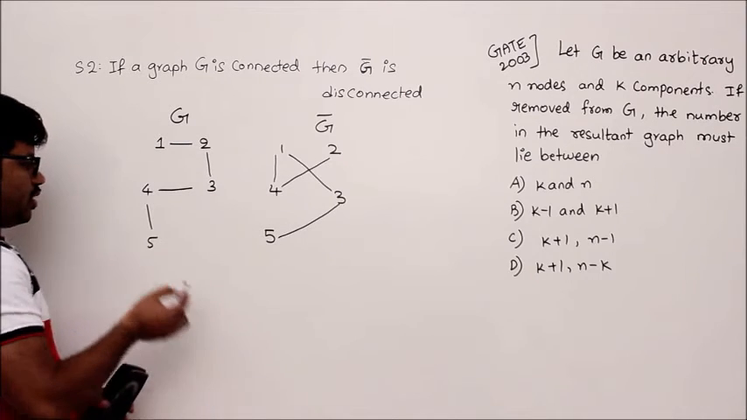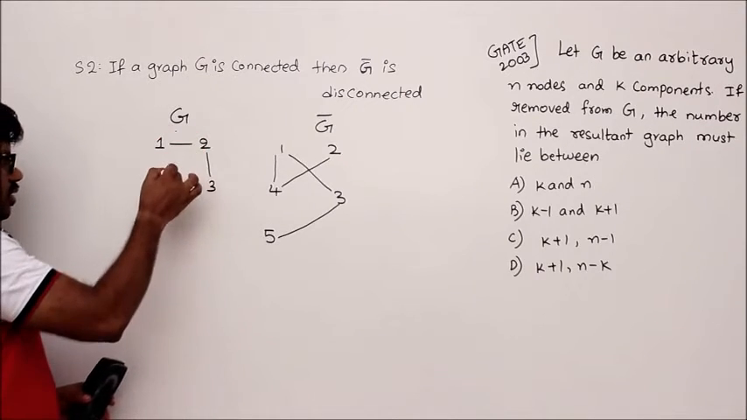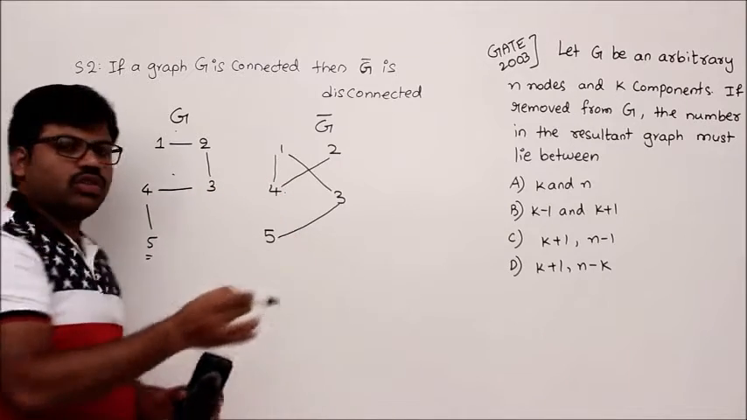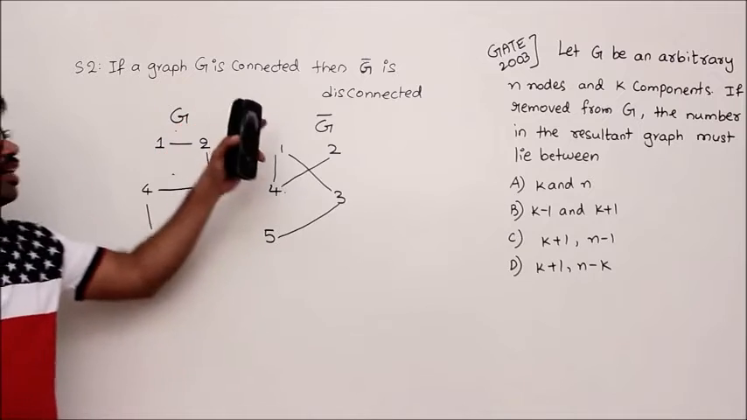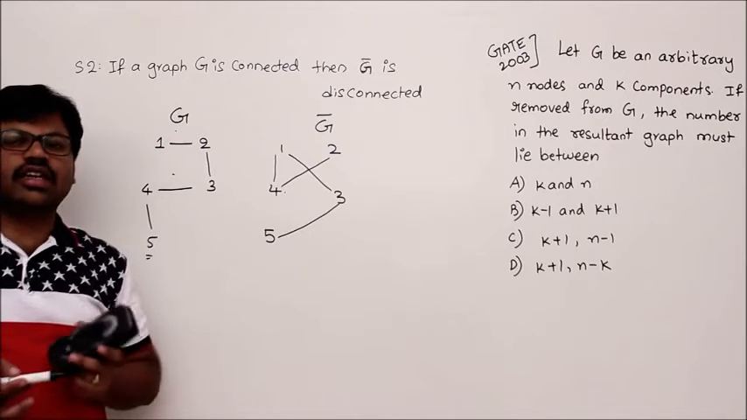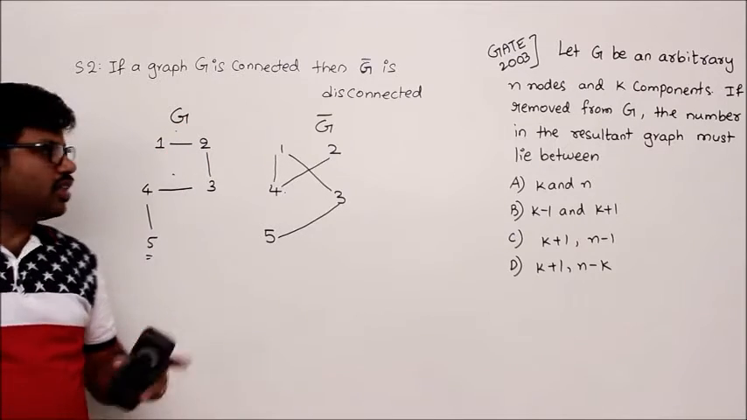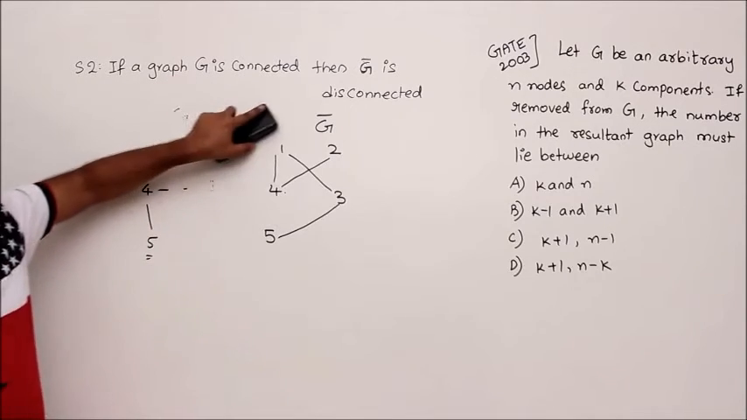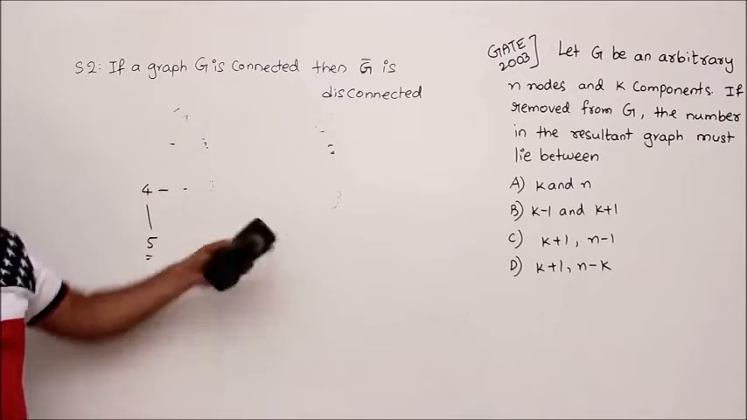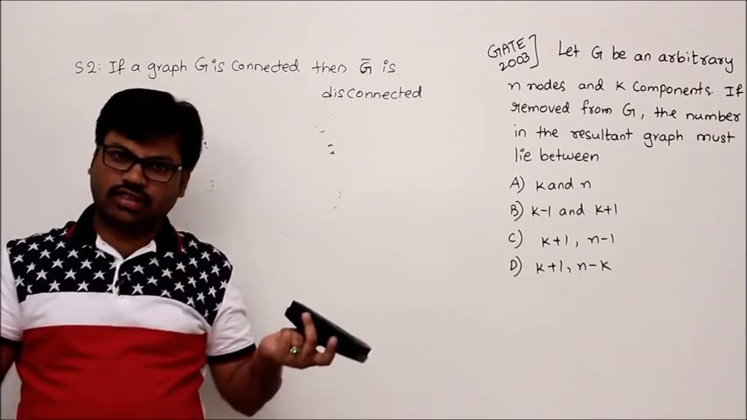So what I want to say is this graph G is connected, its complement is also connected, but the statement says that whenever a graph is connected, its complement is disconnected. That is false. The reason is that we have an example. Understand? So finally, this is not always true. Whenever some statement is not always true, that means it's false.